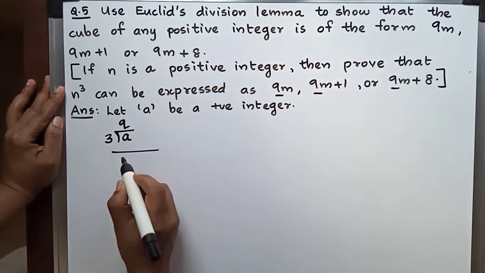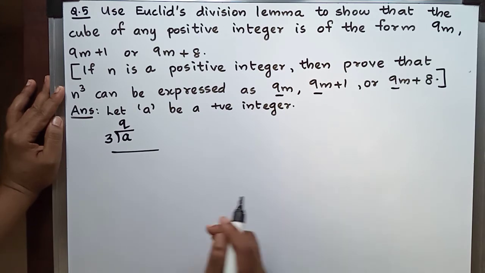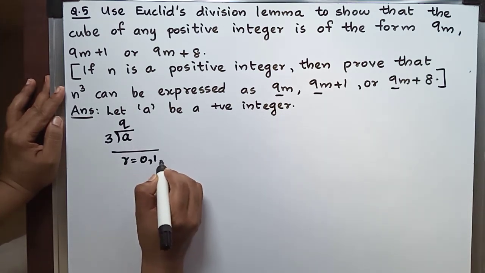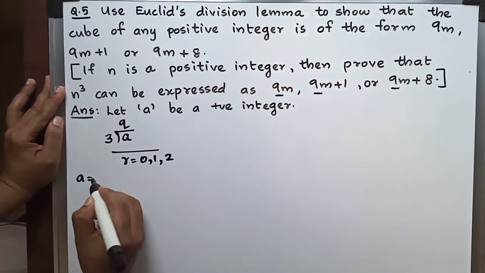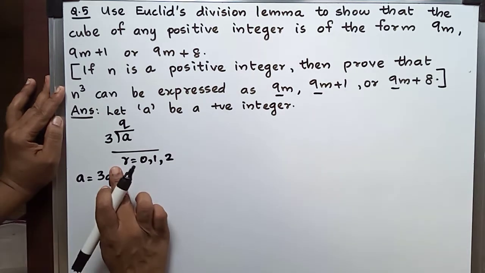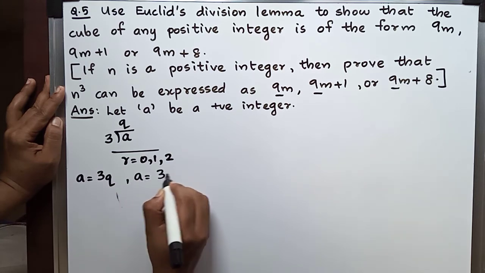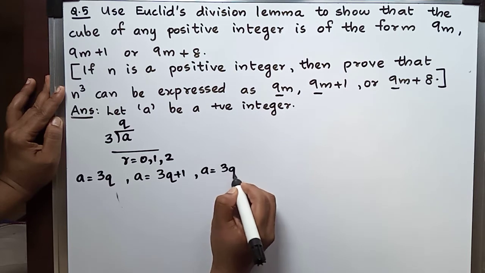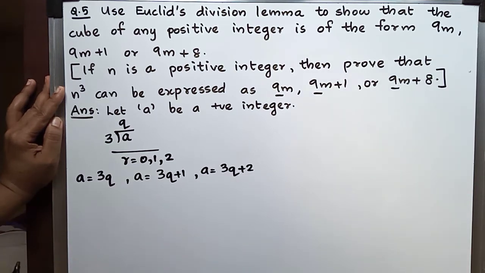Okay. So we will reduce the number of options or number of cases we have to consider. Here the remainder can be 0, 1 or 2. Right. So a can be represented as 3q plus 0, that is 3q itself. Or a can be taken as 3q plus 1, or a can be taken as 3q plus 2. Okay, we got only 3 cases now.